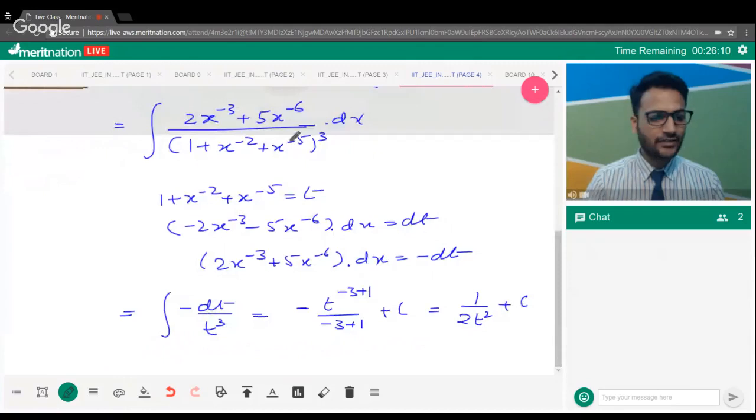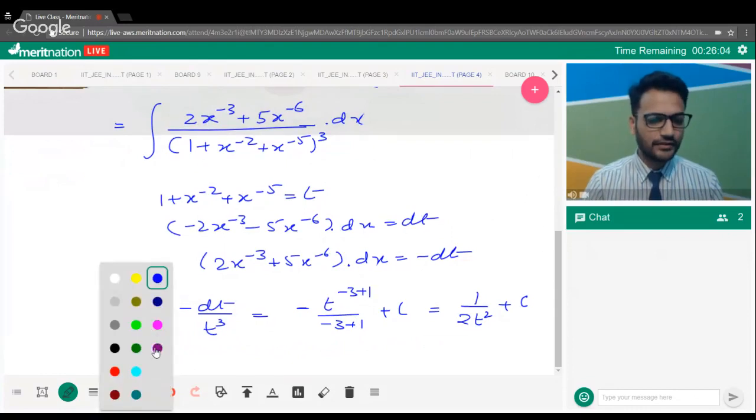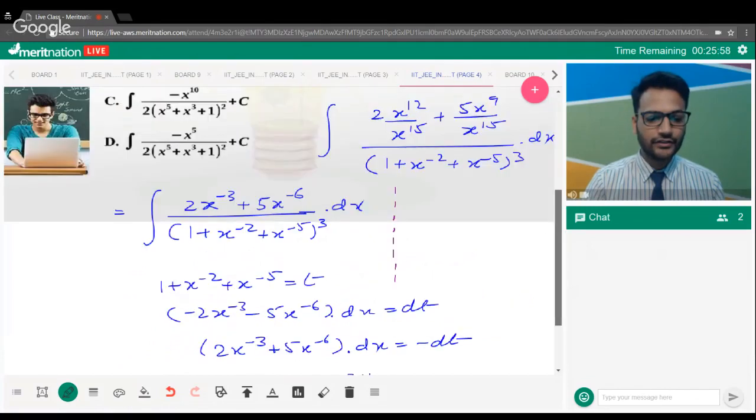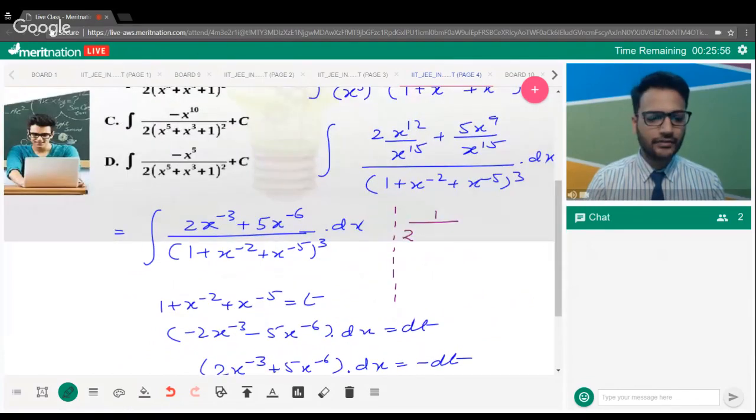So let's calculate, because the answers are given in a different format altogether. Let's replace t over here with a different color maybe. Just have a look, it's a kind of simple thing now. t, which we assumed, was 1 plus x to the power minus 2, which can be written as 1 upon x squared, plus 1 upon x to the power 5, whole stuff to the power 2, whole squared, plus c. This is what we were getting as a result.